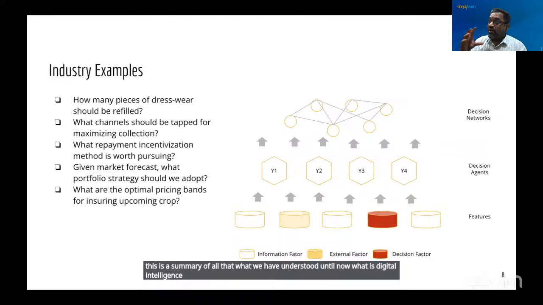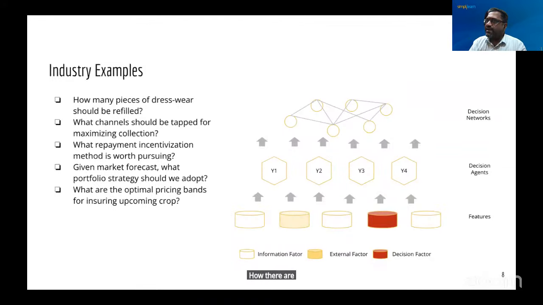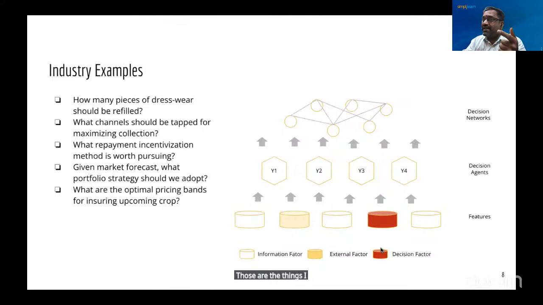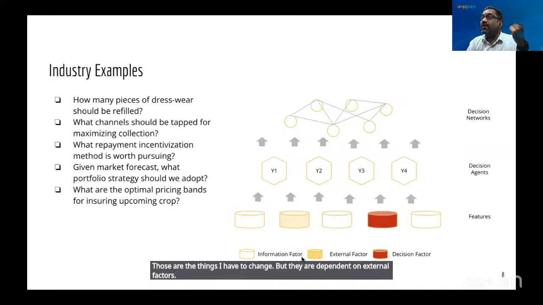How there are multiple factors. So we said there are decision factors which are in a decision maker's control. I can change them. I have the ability and the empowerment to change them. Those are the things I have to change. But they are dependent on external factors, and on informational factors.